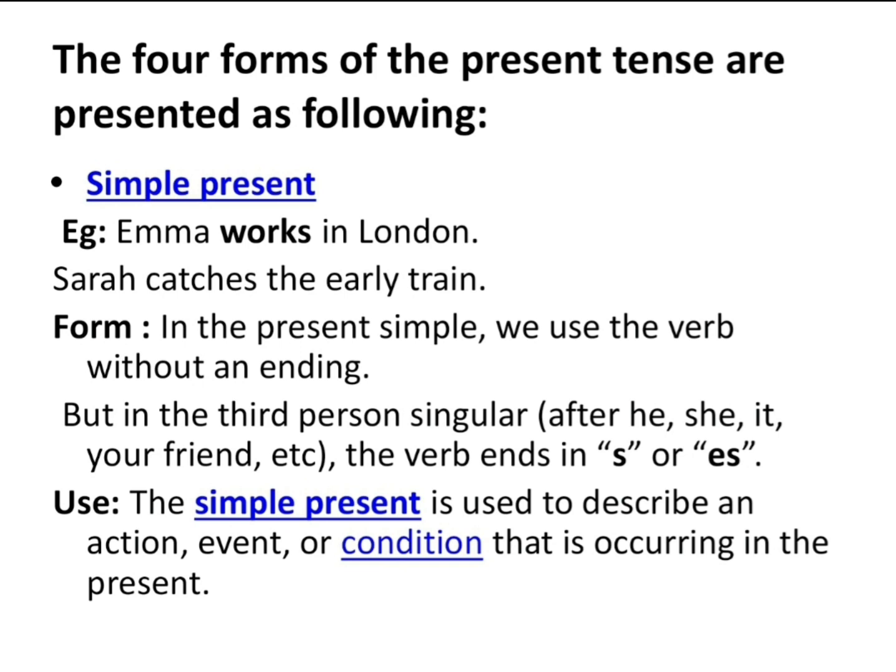Third, simple present. For example, Emma works in London. And another example, Sarah catches the early train. So the form, in order to put verbs in the present, we use the verb without an ending. But in the third person singular after he, she, it, your friend, etc., the verb ends in s or es. So when do we use the simple present? The simple present is used to describe an action, event, or condition that is occurring in the present.